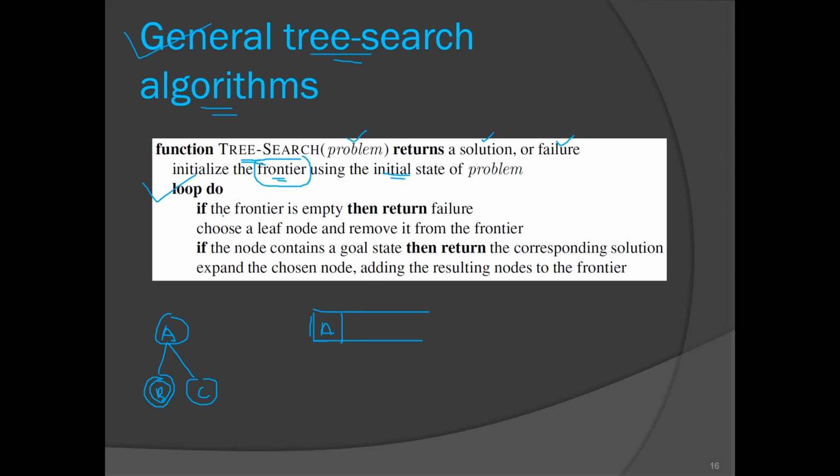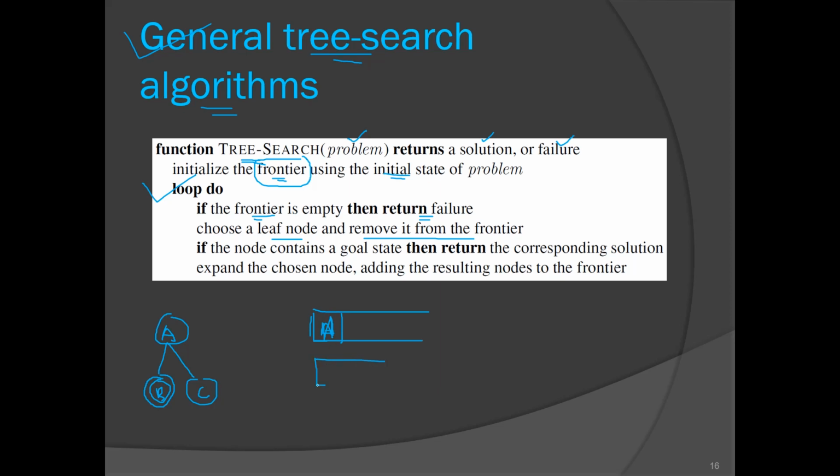Loop do, if the frontier is empty, then return failure. So we have expanded all the nodes and our frontier became empty. In that case, we could not find a goal, that's why we are returning a failure. But this is not the case, our frontier is not empty now. Choose a leaf node and remove it from the frontier. All the nodes in the frontier are leaf nodes, right? We will choose one of the leaf nodes and remove it from the frontier.